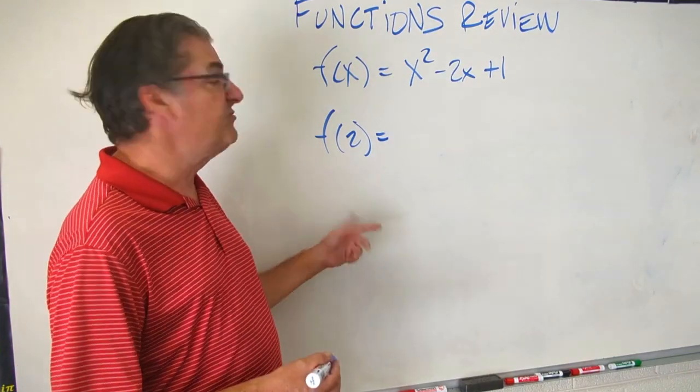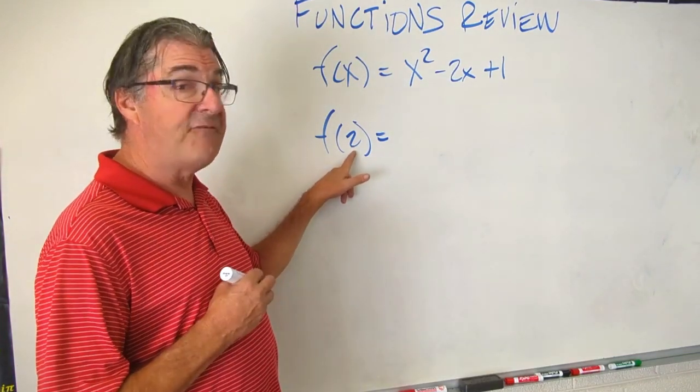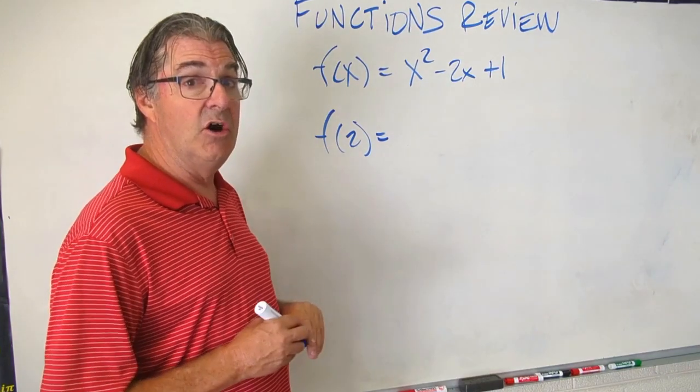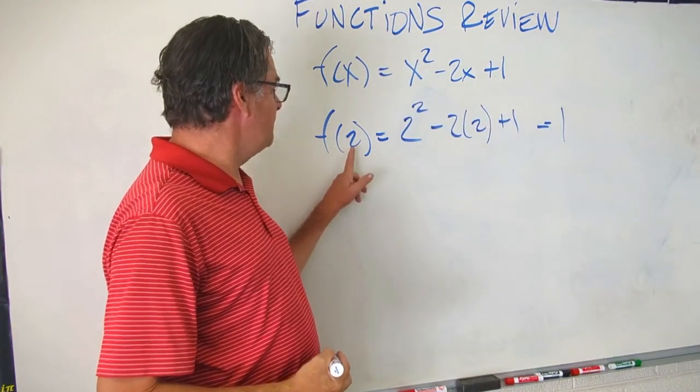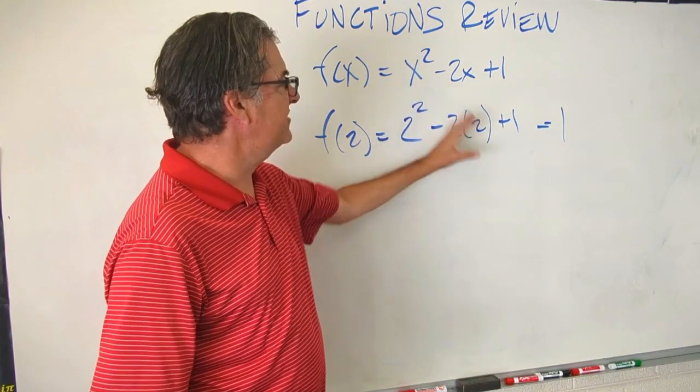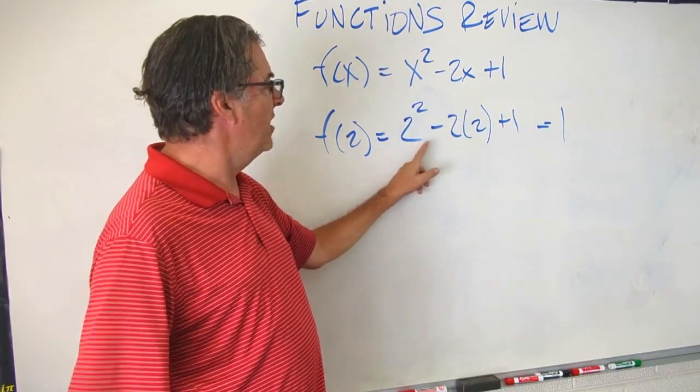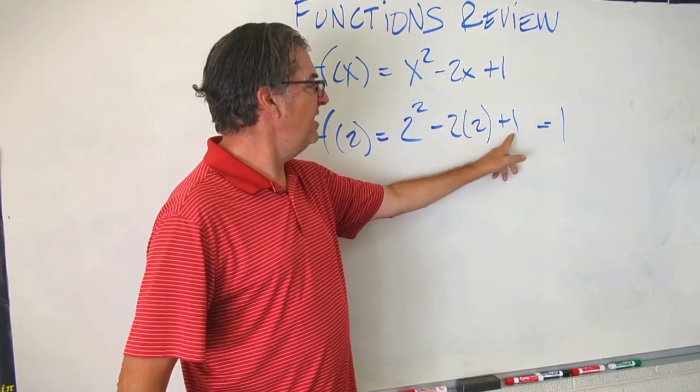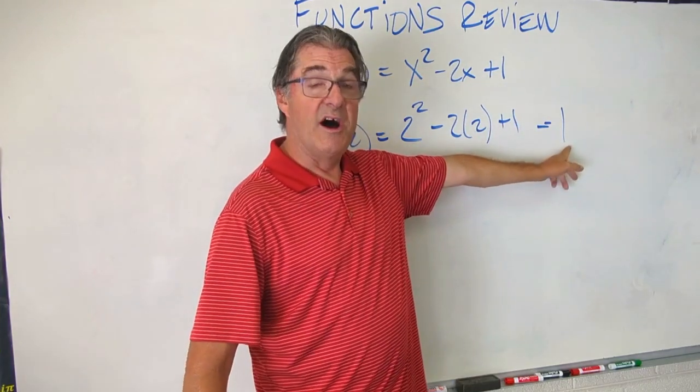So one of the things we did there is we just did some plugins. What's f of 2? Pause the video and do that. So f of 2 means just take the 2, plug it in wherever you see x, do the math. So I have 2 squared minus 2 times 2 plus 1. That leaves us with 1.